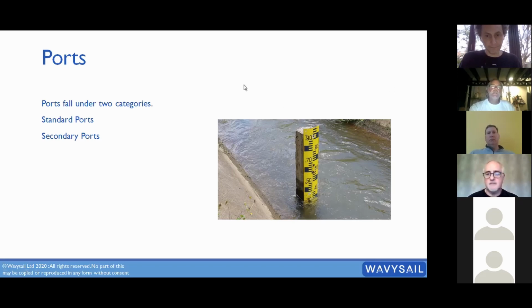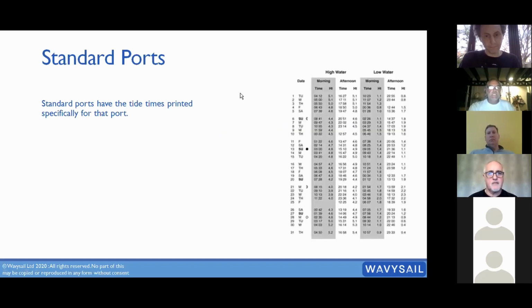Okay. So you need to then work off a standard port. And there's a special way of doing it, but we won't get into that now. So standard ports. Here's Portsmouth, January last year. Nicely printed. There's the day of the month. There's the morning, afternoon, high water, low water. There we go. And it gives you a time and a height, a time and a height. And then the same for the low waters.